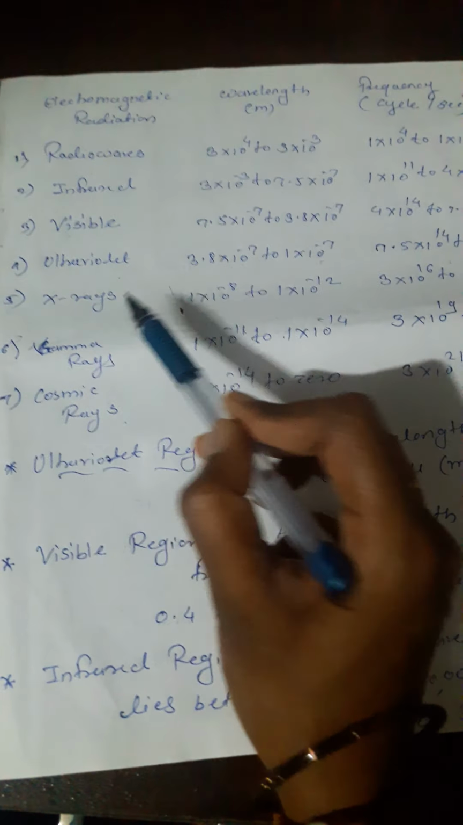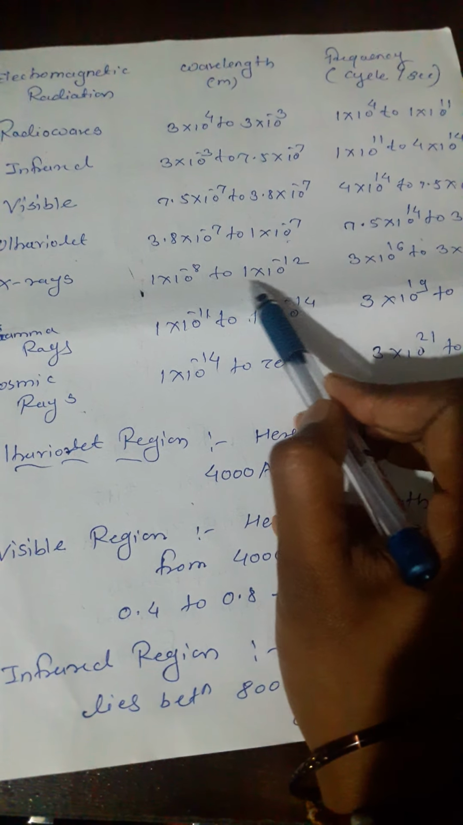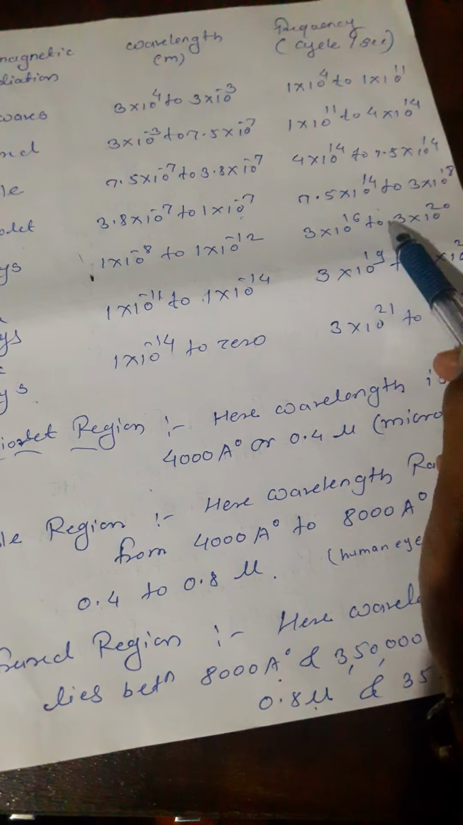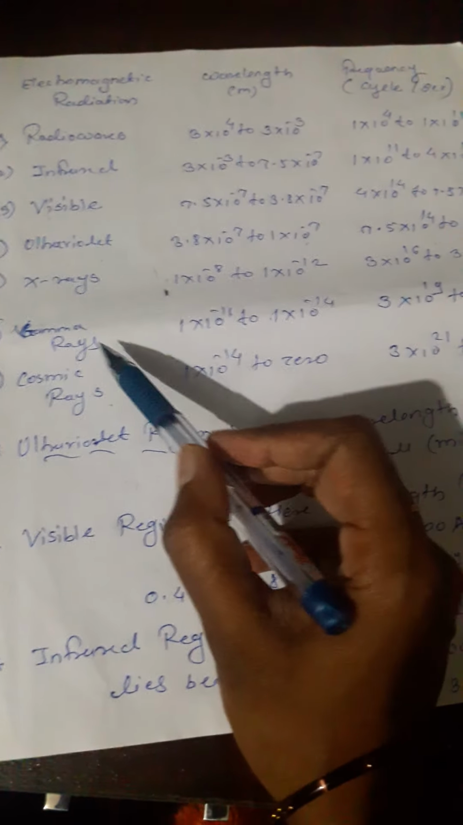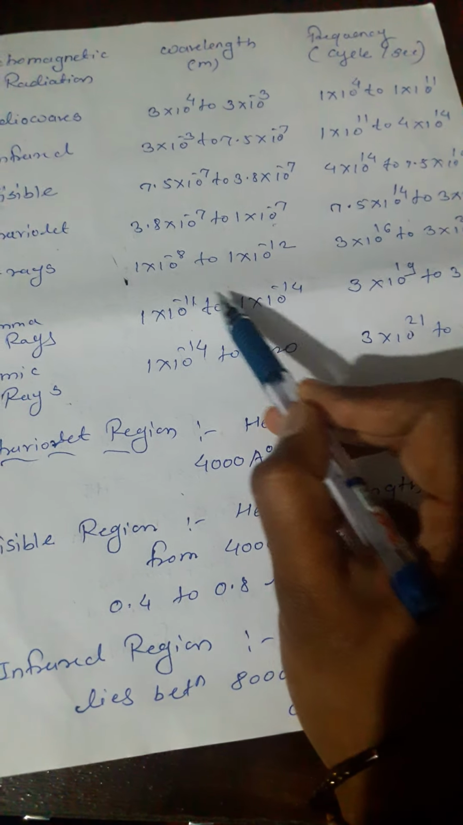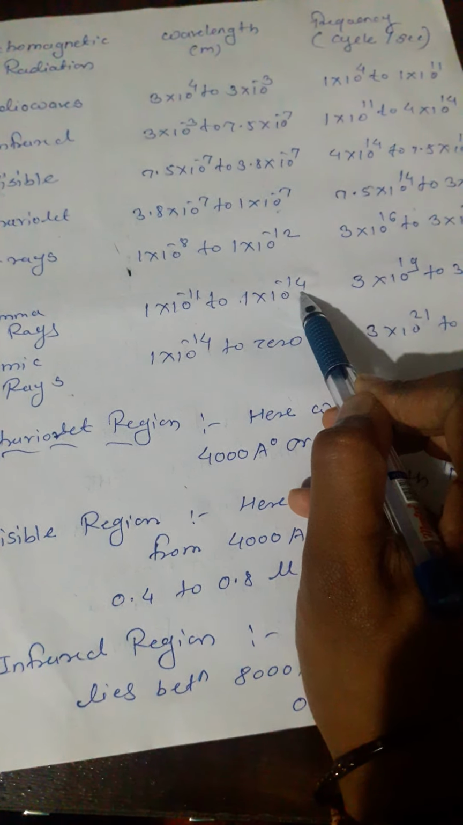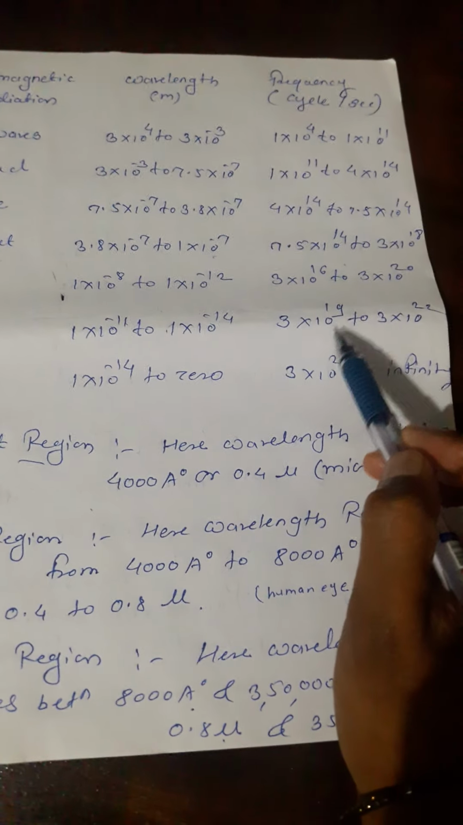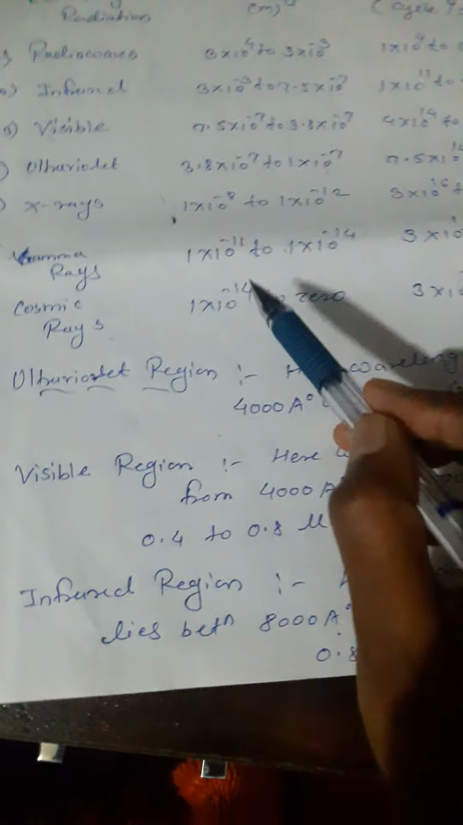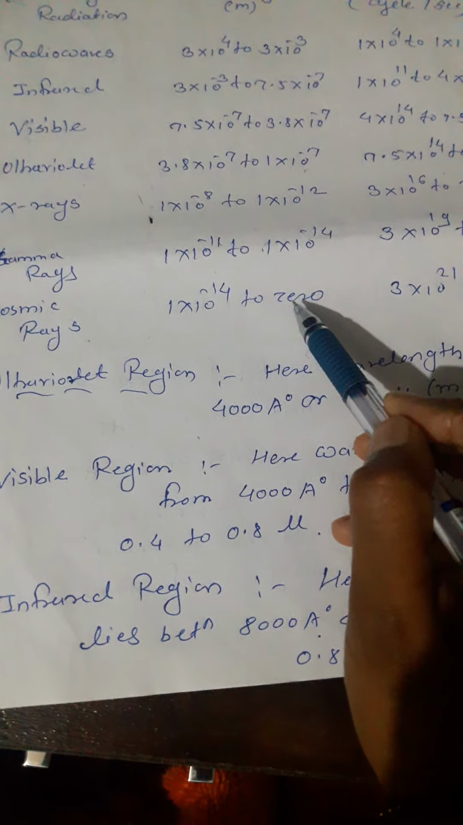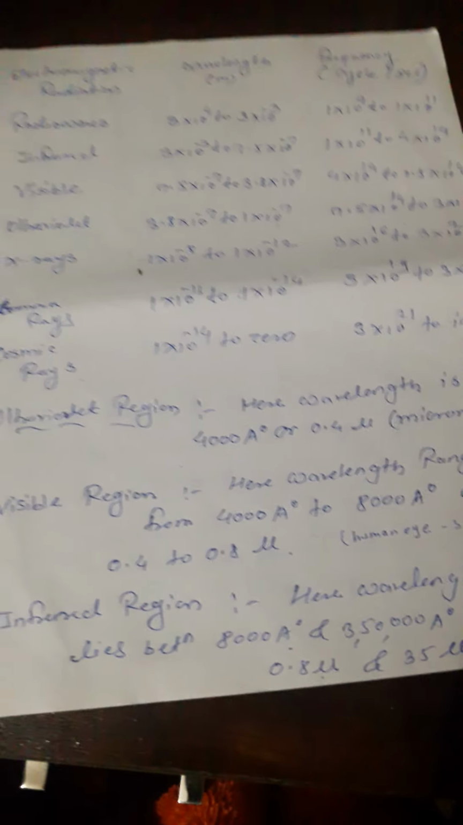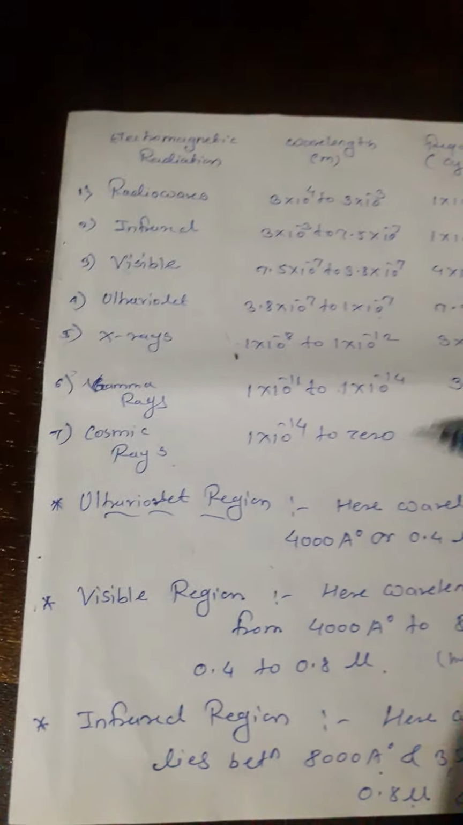X-rays: 1 into 10 raised to minus 10 to 1 into 10 raised to minus 12, and the frequency 3 into 10 raised to 16 to 3 into 10 raised to 20. Next is gamma rays: wavelength 1 into 10 raised to minus 11 to 1 into 10 raised to minus 14, and frequency 3 into 10 raised to 19 to 3 into 10 raised to 22. And cosmic rays: 1 into 10 raised to minus 14 to 0, and frequency 3 into 10 raised to 21 to infinity. This is the chart.